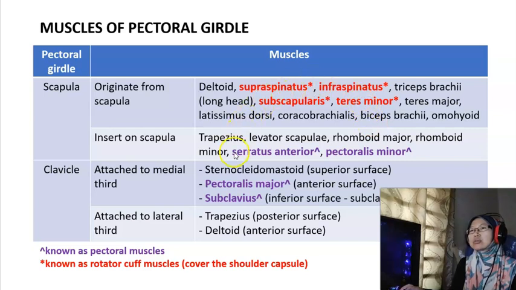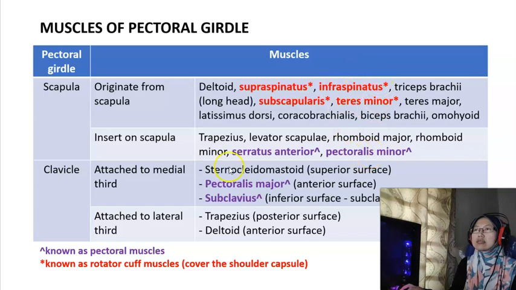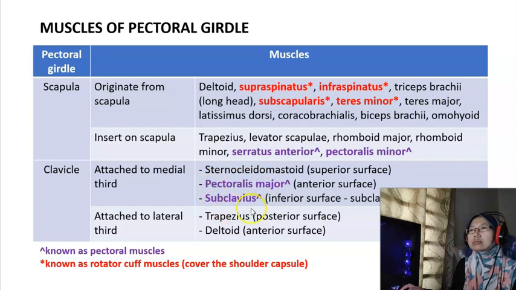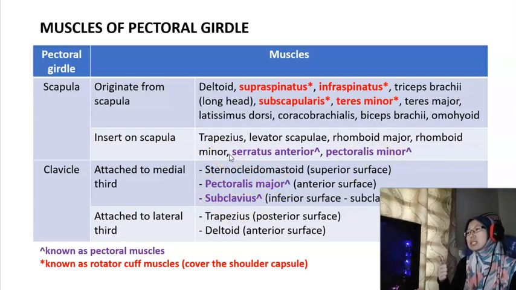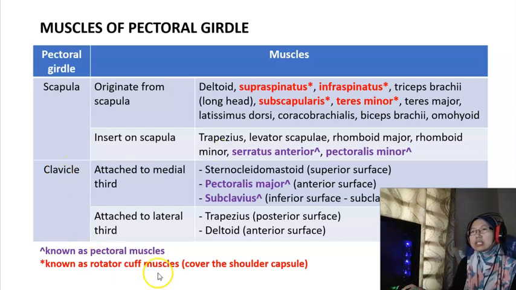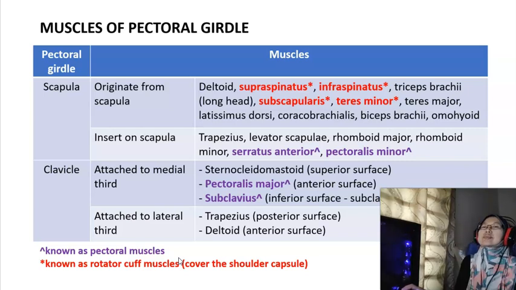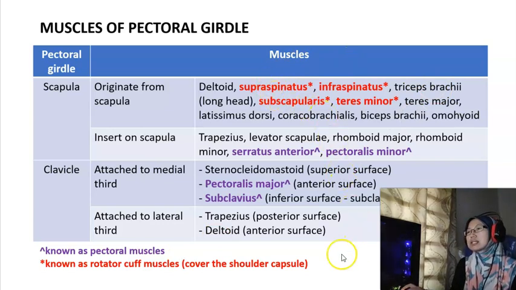Okay, so for this lecture, we will be focusing on the ones that I have bolded here, which are the purple bold muscles, the pectoral muscles. Of course, pectoral muscles consist of pectoralis major, pectoralis minor, serratus anterior, and subclavius. And for the rotator cuff muscles, the muscles that cuff your shoulder joint: supraspinatus, infraspinatus, subscapularis, and teres minor.